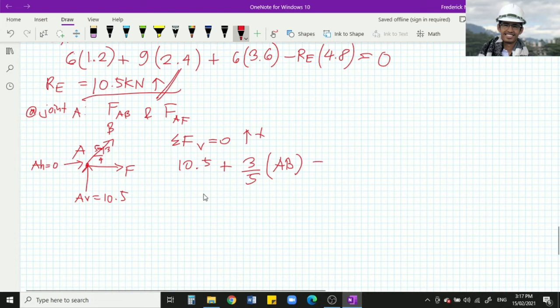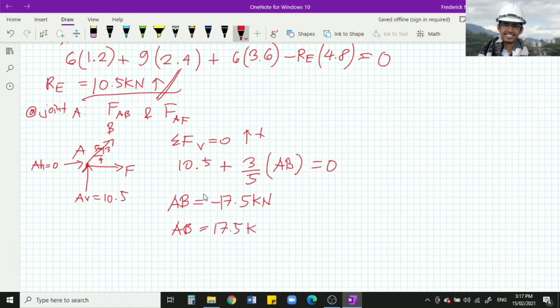Is equal to 0. So makokompute natin yung force natin sa AB, so that will be equal to negative 17.5 kilonewton. So negative siya, ibig sabihin yung force pala natin ng AB is towards dun sa ating joint, or it is compression. So negative sign means compression siya. So pwedeng AB is equal to 17.5 kilonewton and compression siya. Okay? So ito yung answer natin.